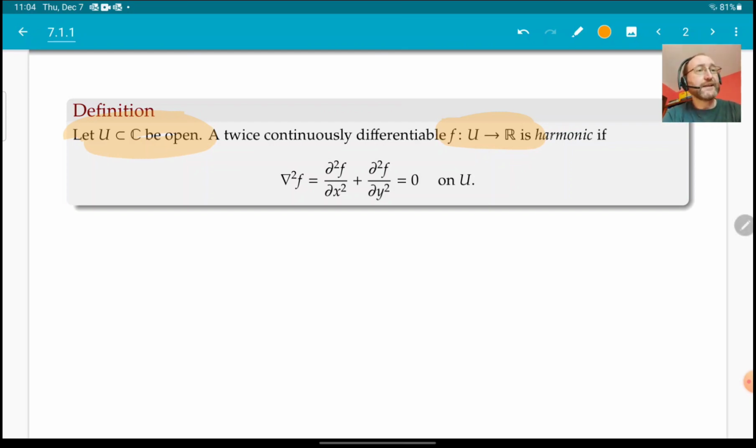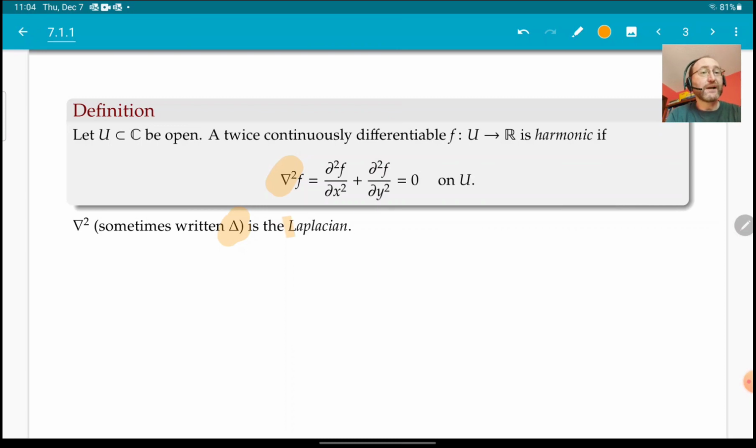Then this f is harmonic if it satisfies Laplace's equation. So if the second derivative in x plus the second derivative in y sum to 0 on U. This operator, nabla squared, sometimes it's written as delta. It's called a Laplacian. And so if the Laplacian of f is 0, we say that f is harmonic.